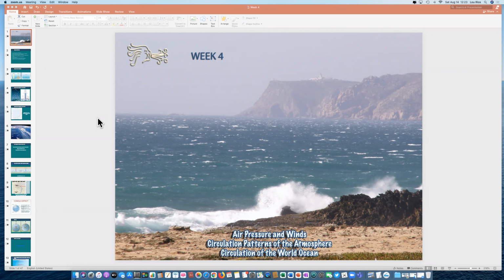This week, we move into the realm of more application of atmospheric information. So, air pressure, wind, circulation patterns, that kind of stuff, circulation of the world ocean. This ties back to weeks 2 and 3, so you'll hear some information that was already stated. And this ties into next week as well, or the next set of units. So again, it all kind of ties back together. Having said all that, let's get going.